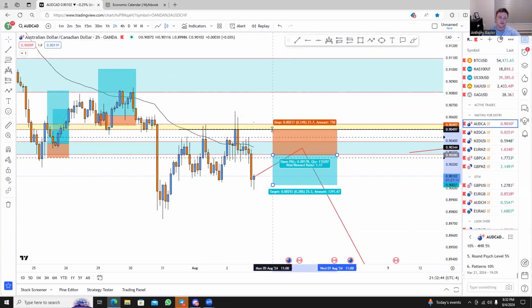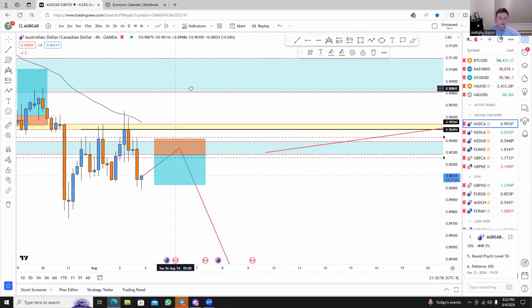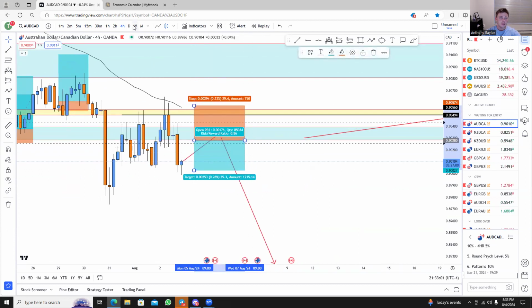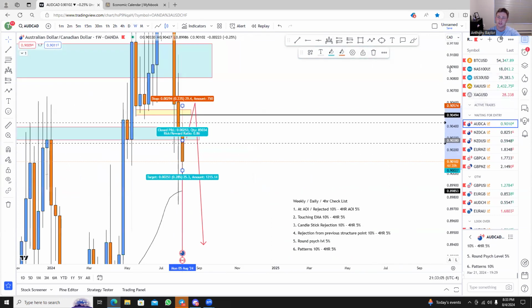We'll have a tight stop here. I don't know, we'll have a stop just above the 4-hour. You might even run it up just a little bit higher on our daily. We're going to take it off a weekly area of interest.